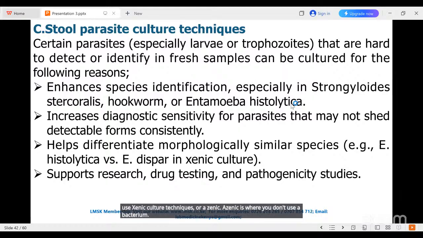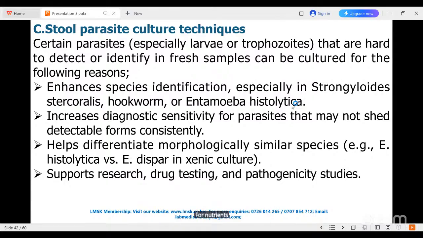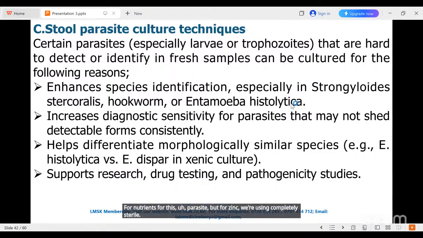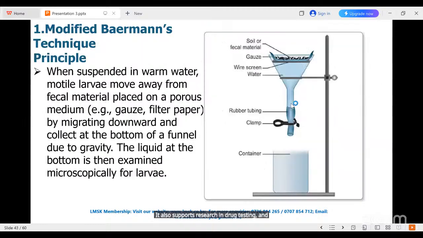For xenic, we are using a bacterium like E. coli to assist with nutrients for this parasite. But for axenic, we are using a completely sterile technique whereby we don't include a bacterium. So for you to make a distinction between the two, you need to do culture. It also supports research, drug testing, and pathogenicity studies.